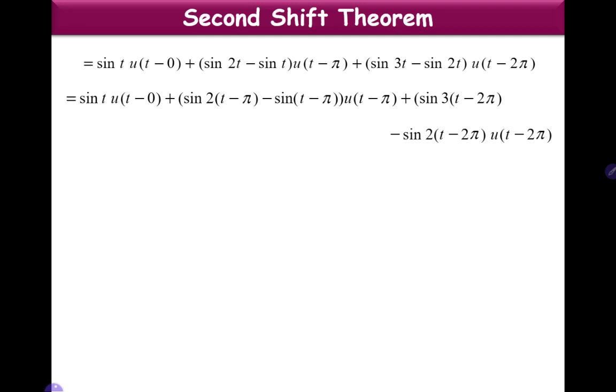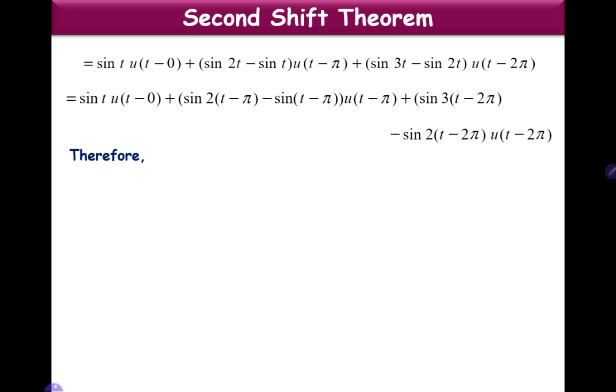Similarly, in the third term also, you can write sin 3t as sin 3 into t minus 2 pi, minus sin 2t as sin 2 into t minus 2 pi. So, if we now observe, we have u of t minus pi here and the corresponding terms also have u of t minus pi. Similarly, we have u of t minus 2 pi here and the corresponding terms are also in terms of t minus 2 pi. So, we expressed f of t in terms of unit step functions.